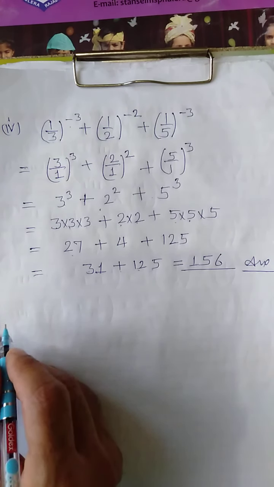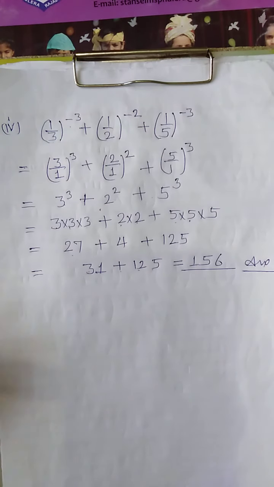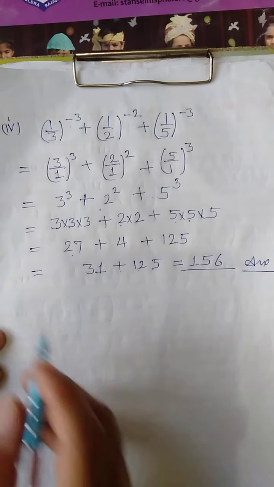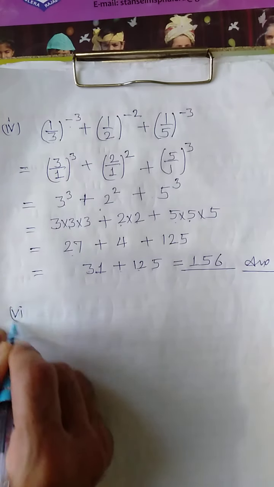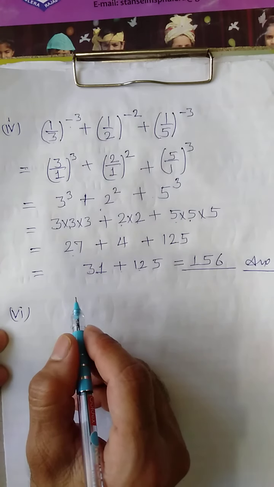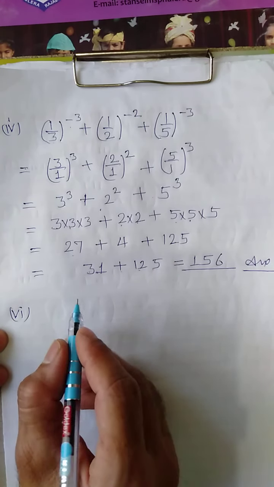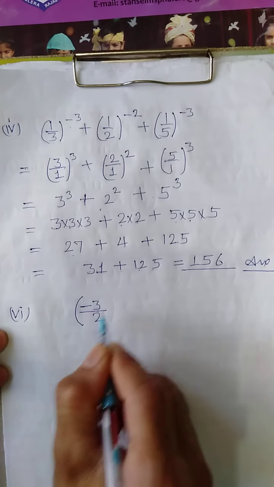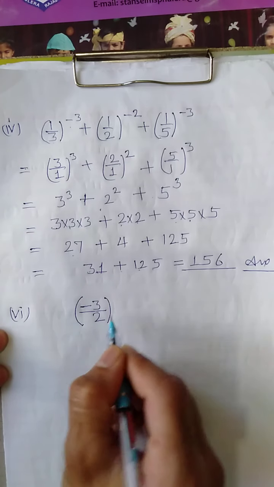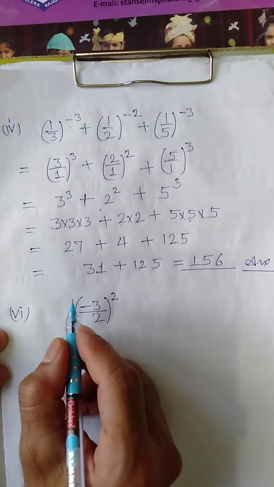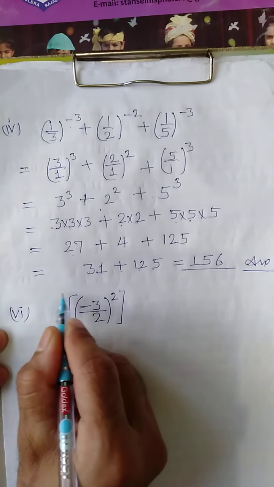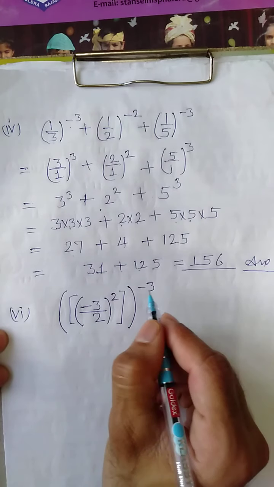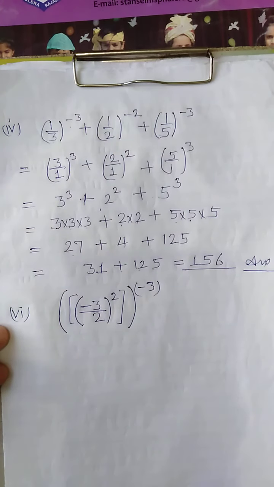Next, last question I'm going to do now, and the rest you will try in the next video. Rest 4 and 5 question I'll make and I'll send to you. Okay, number 6, last one I'm doing now of the same question, number 3. Question is minus 3 upon 2. This bracket is given here. After that power 2, then one more big bracket, and after that again a small bracket, and whole power is minus 3. This is given, right?